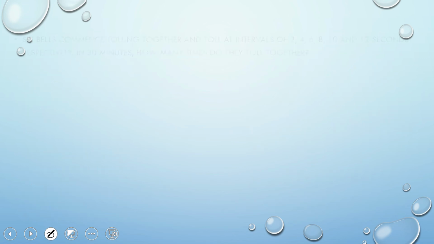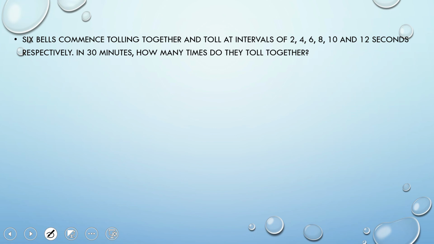Okay. Now we have another question. 6 bells commence tolling together and toll at intervals of 2, 4, 6, 8, 10 and 12 seconds respectively. In 30 minutes, how many times do they toll together? Options: A 4, B 10, C 15, D 16.